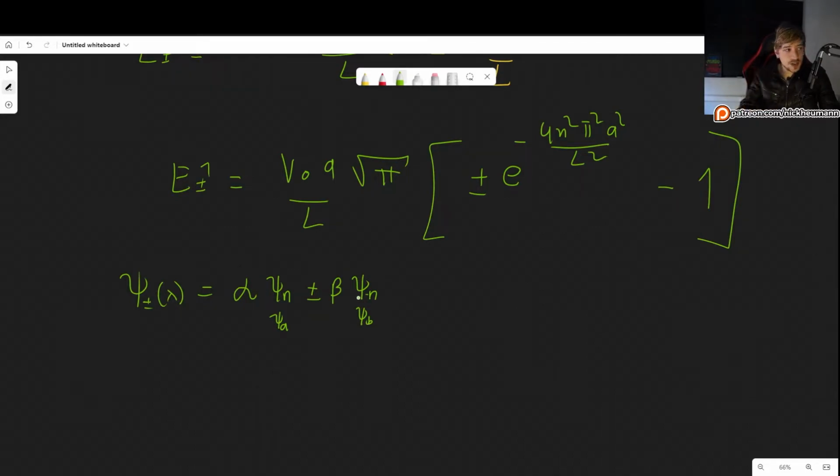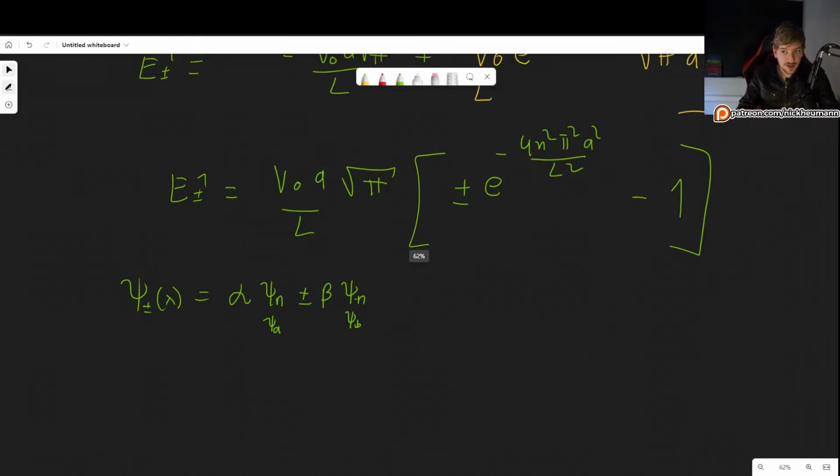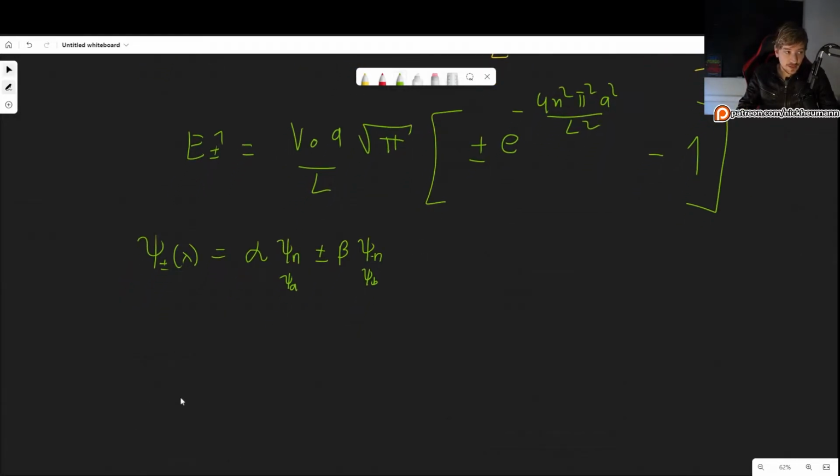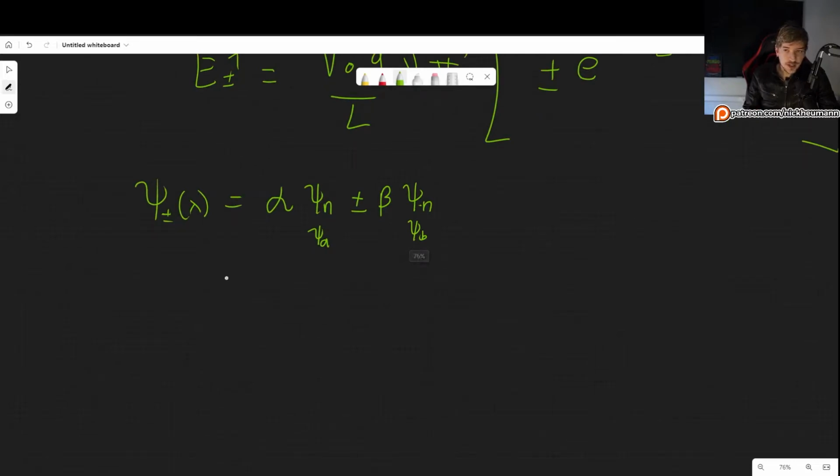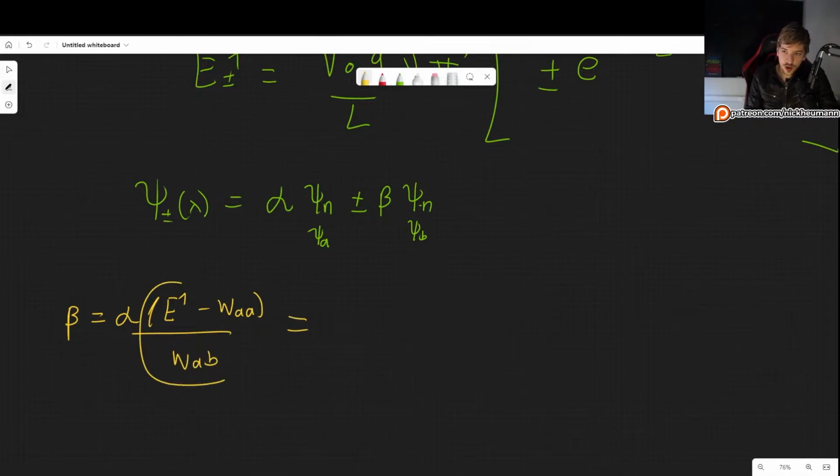The problem is that we don't know either alpha or beta, at least for now, but we do know how to find them, right? Because as we also used in the previous video about the Griffiths problem, what we found while we were deriving the W matrix, in this degenerate case, is that beta is alpha times the first order correction minus WAA divided by WAB. And we already have all of those amounts.